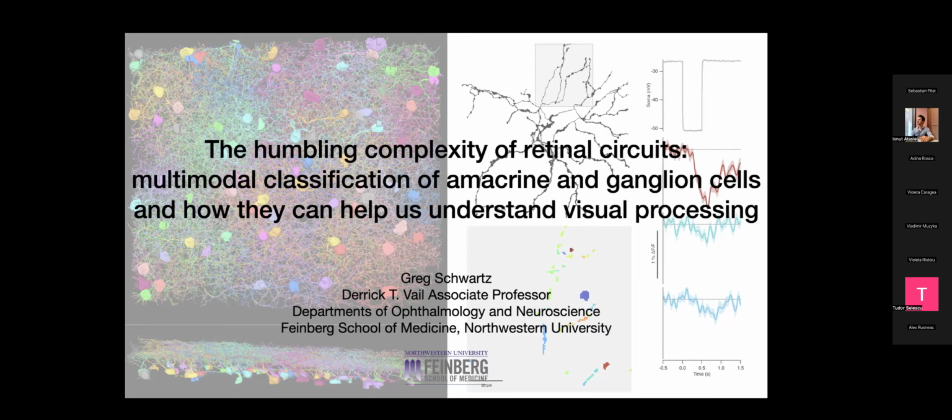broader audience. So, the title of my talk, like Tudor said, is The Humbling Complexity of Retinal Circuits. I'm going to talk about multimodal classification of both amacrine and ganglion cells and how they help us understand visual processing and really neuronal processing and circuits more generally.